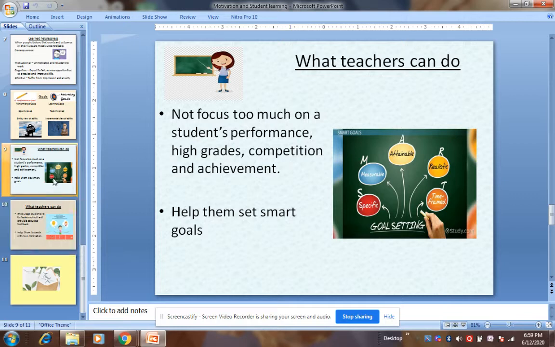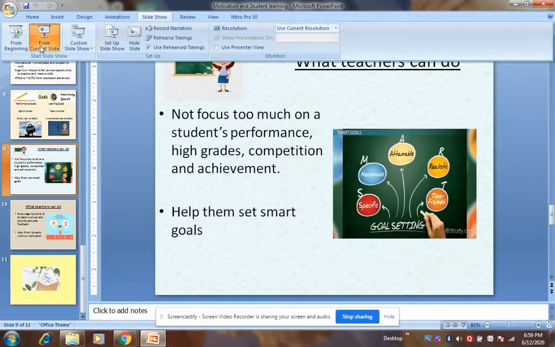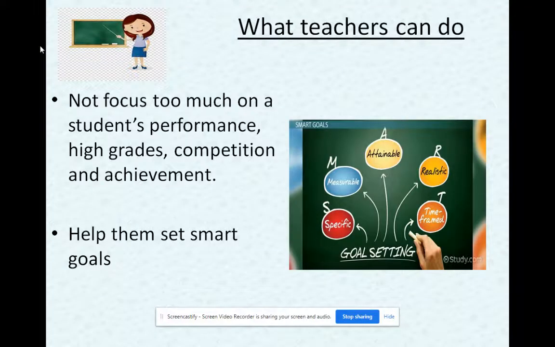Okay, so we were doing what the teachers are to do. Next is teachers must help students set SMART goals. What are SMART goals? SMART goals means goals which are specific. They are not vague. They're specific, exact.